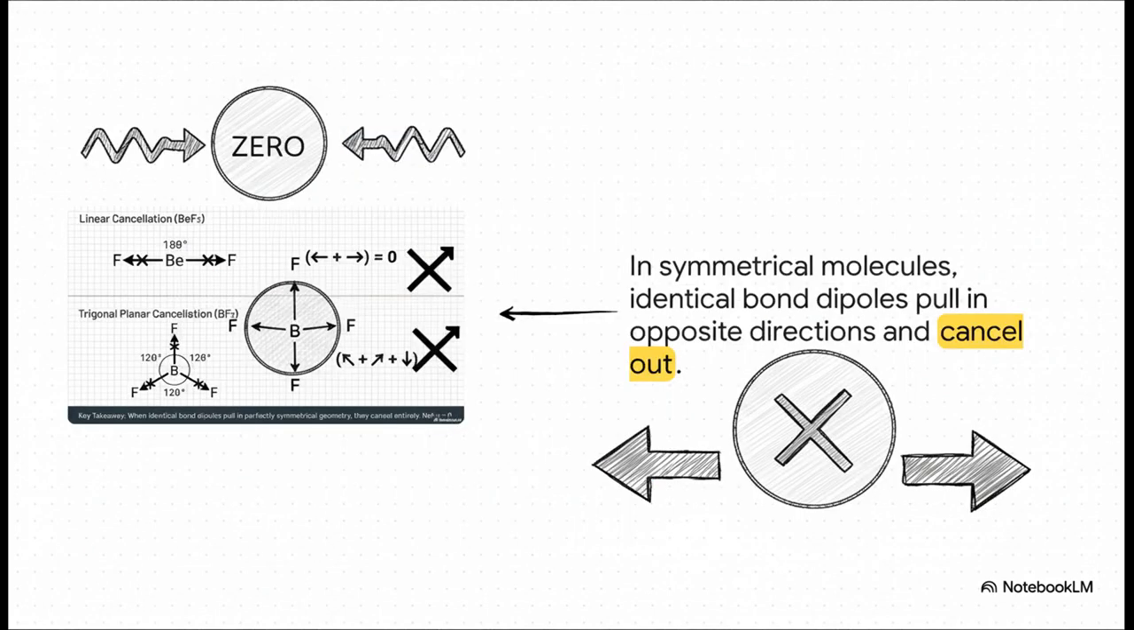Now let's look at the complete opposite case. In beryllium difluoride, which is a straight line, the two fluorine atoms are pulling with the exact same force in perfectly opposite directions. It's a molecular stalemate. The individual bond dipoles are super strong, but they completely cancel each other out, giving us a net dipole moment of 0. And the same thing happens in boron trifluoride. The three fluorines are pulling outwards at perfect 120-degree angles, and again, their vector sum is 0. This is a huge takeaway. Perfect symmetry can literally erase a molecule's polarity.